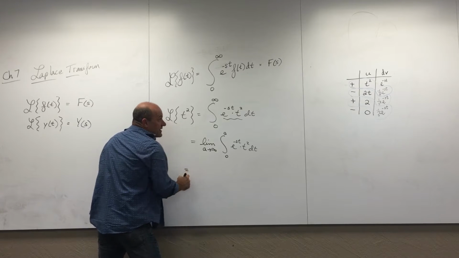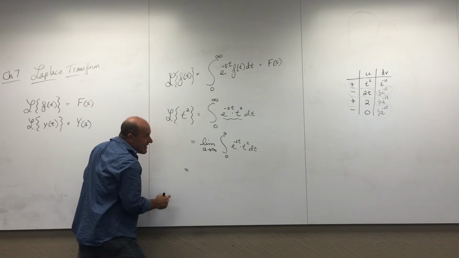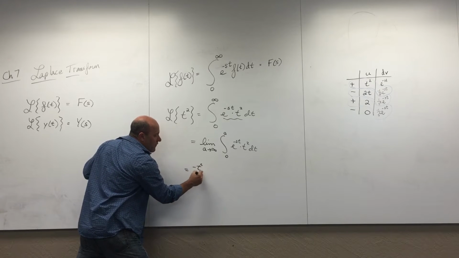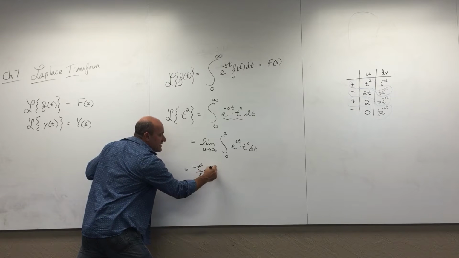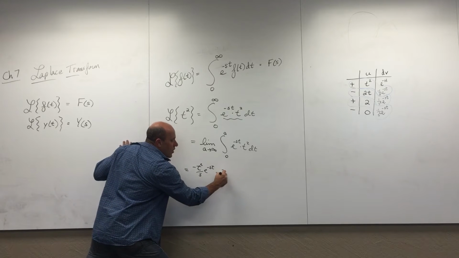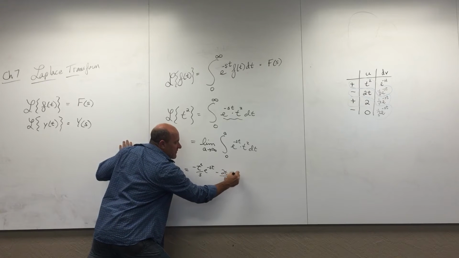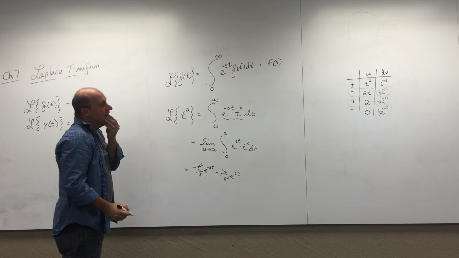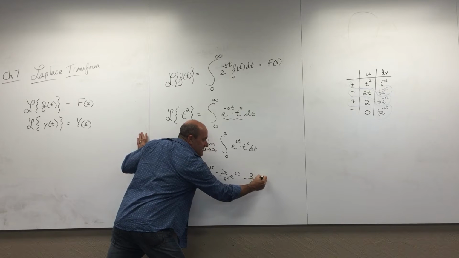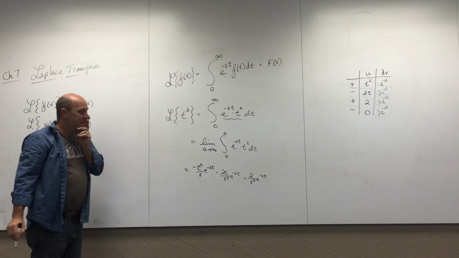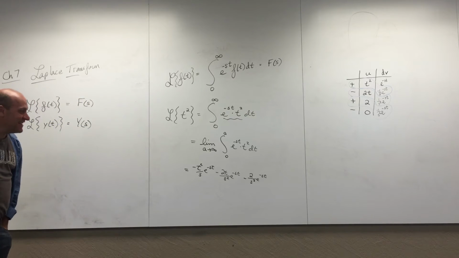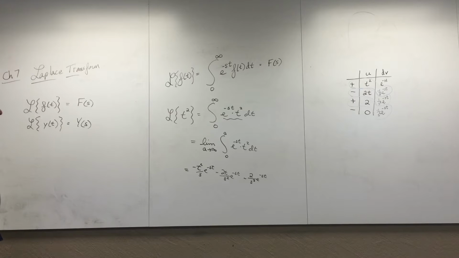The answer to the integral is negative t squared over s e to the negative st. That's that first one. Negative 2t over s squared e to the negative st. Negative 2 over s cubed e to the negative st. How you guys doing? That's the answer to the integral.